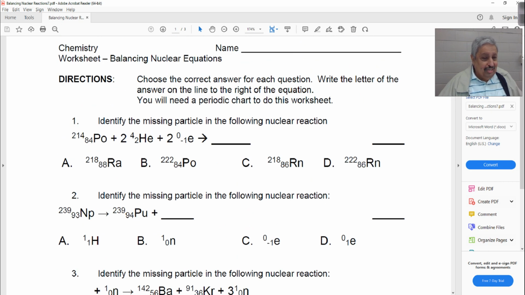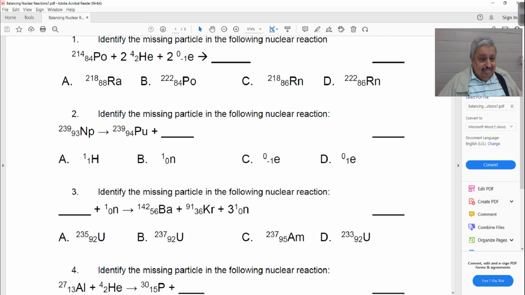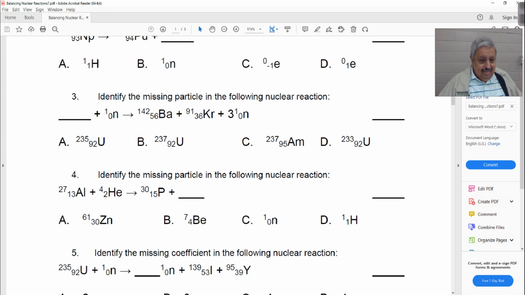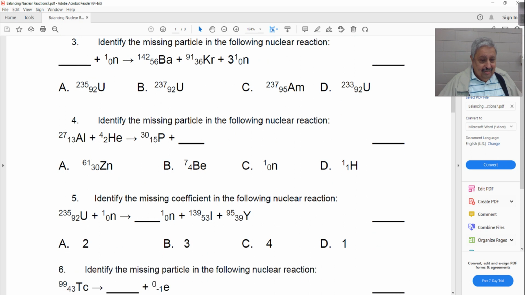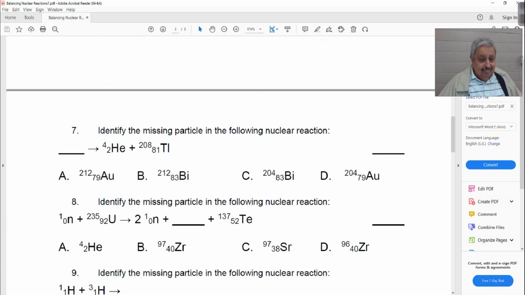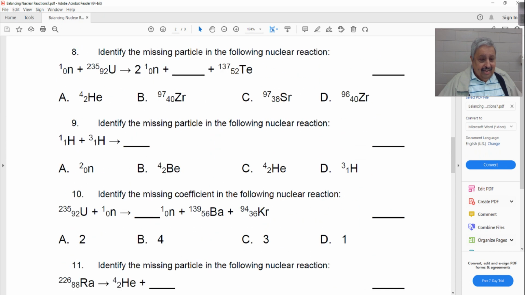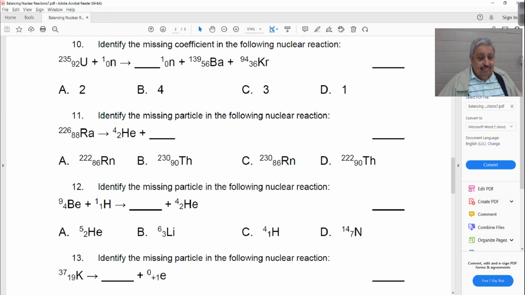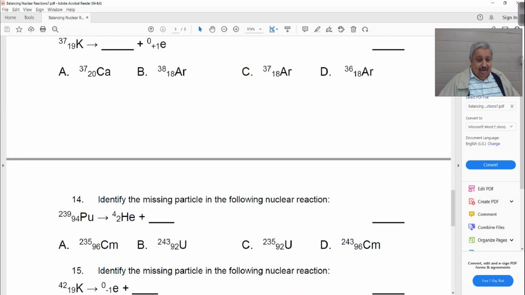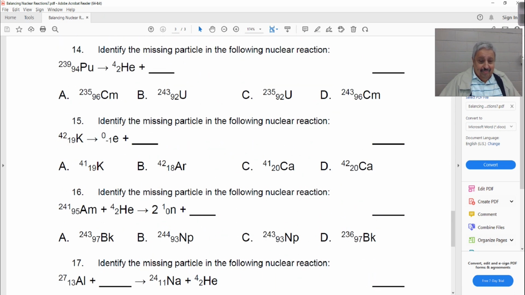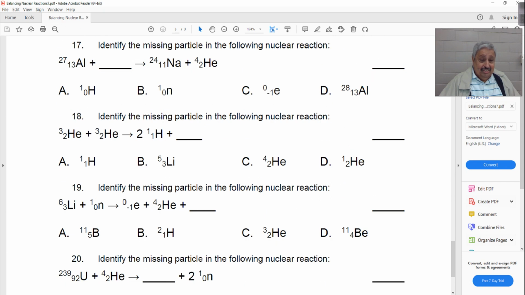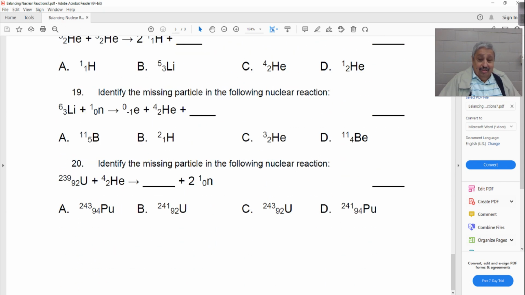Let's look at 1, 2, 3, 4, 5, 6, 7, 8, 9, 10. We won't do all of them. Look at them and see which one you think. That's a lot of them here. It's multiple choice, and you tell me what's the answer.